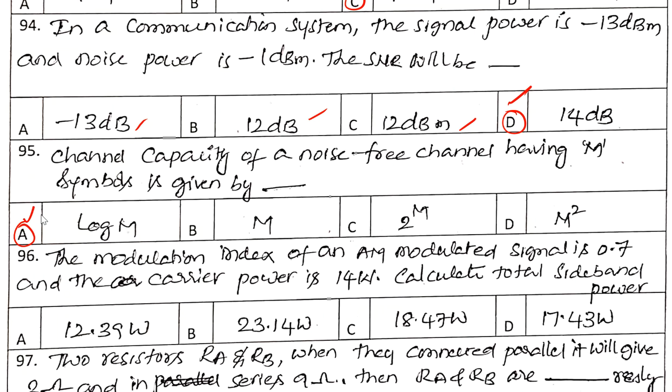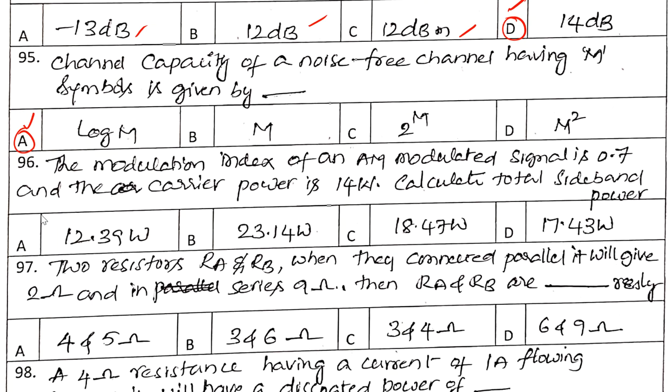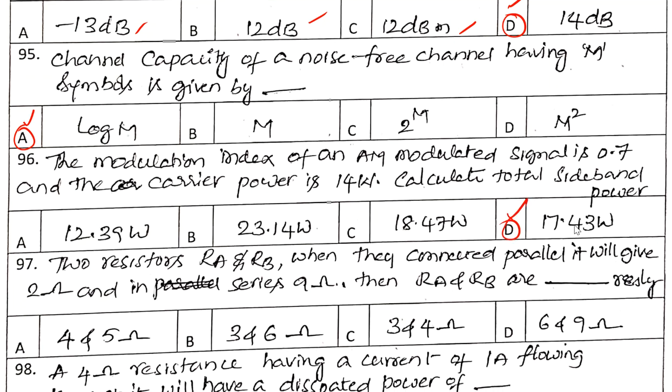Next one, the modulation index of an amplitude modulated signal is 0.7 and the carrier power is 14 watts. Calculate the total sideband power. The options are 12.39 watts, 23.14 watts, 18.43 watts, and the answer is D, 17.43 watts.